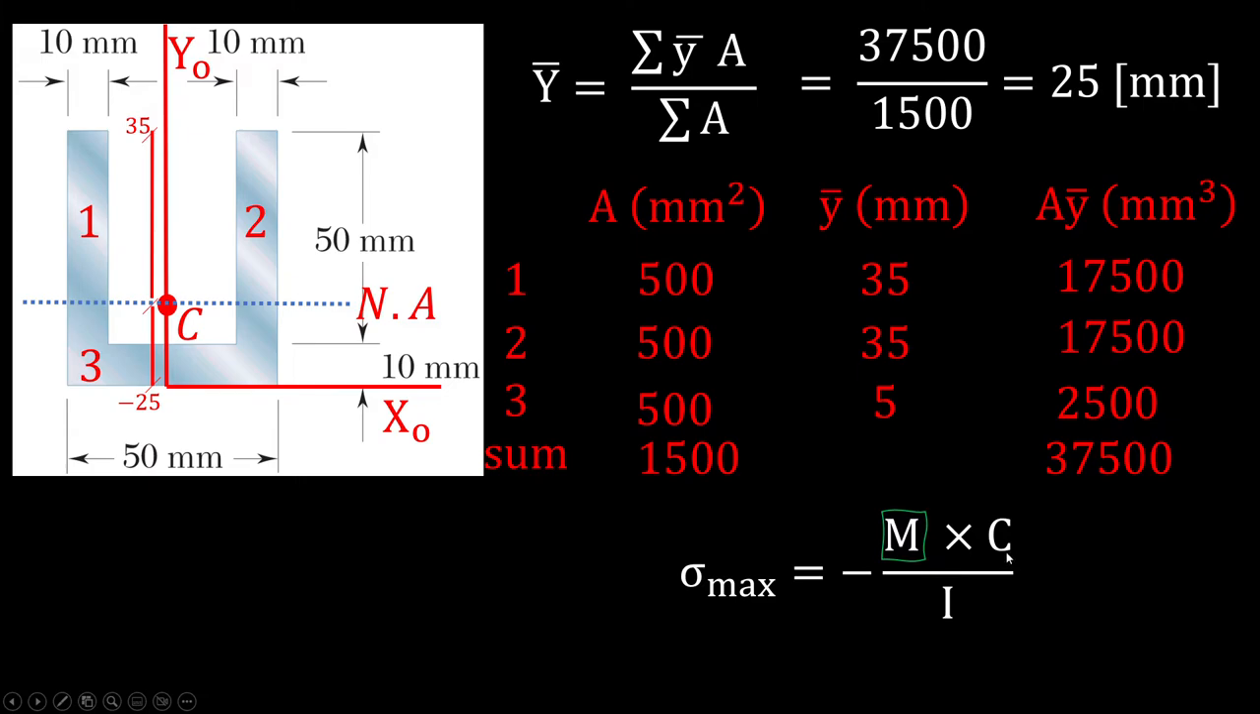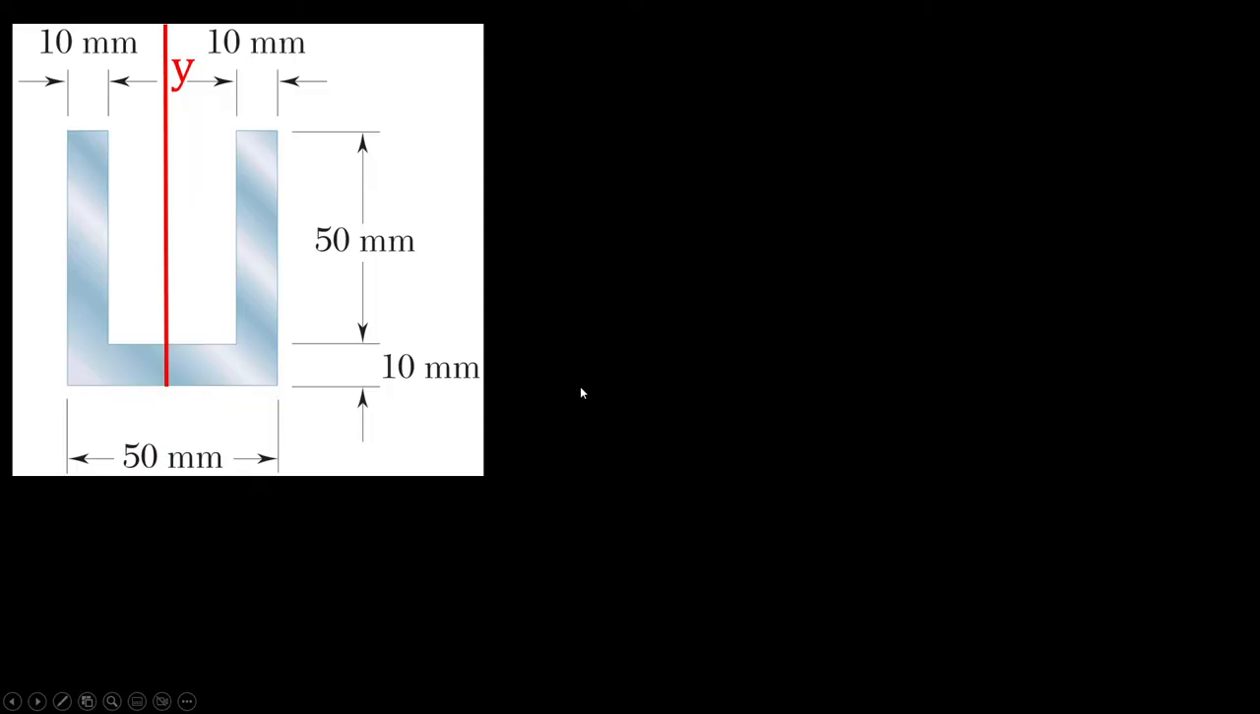So going back to our original equation, we are able to find the moment, and we are able to find the centroid of the cross section, and from it we were able to find the distance from the neutral axis to the top and the distance from the neutral axis all the way to the bottom. So now we need to find the area moment of inertia. In order to find it, we will do the same thing as we did for the centroid. We will divide the cross section into three known areas, three rectangles: rectangle 1, rectangle 2, rectangle 3.